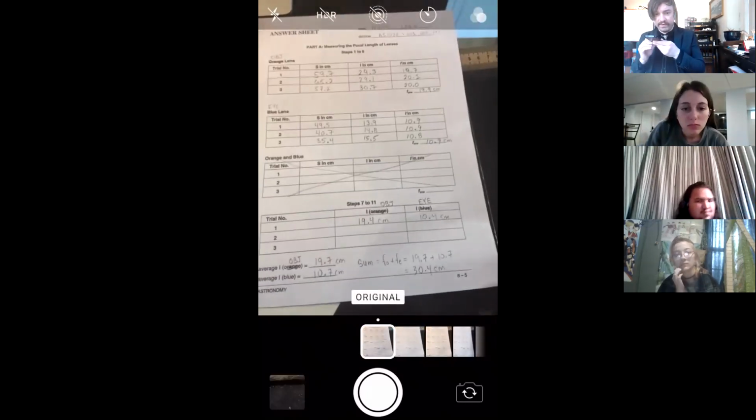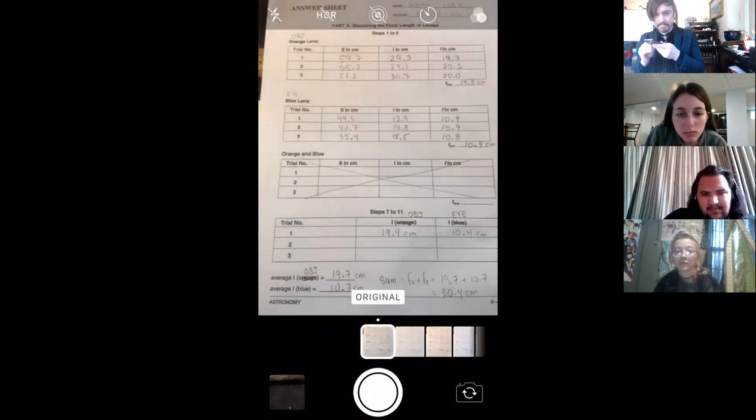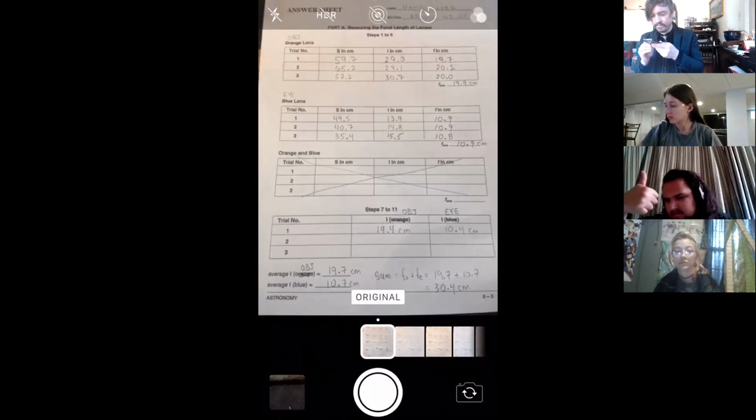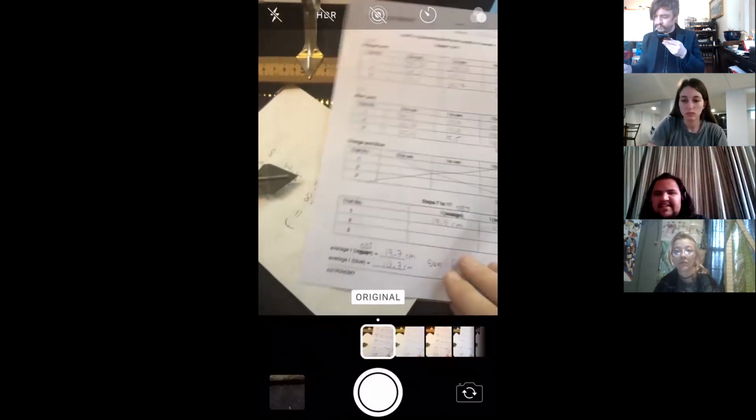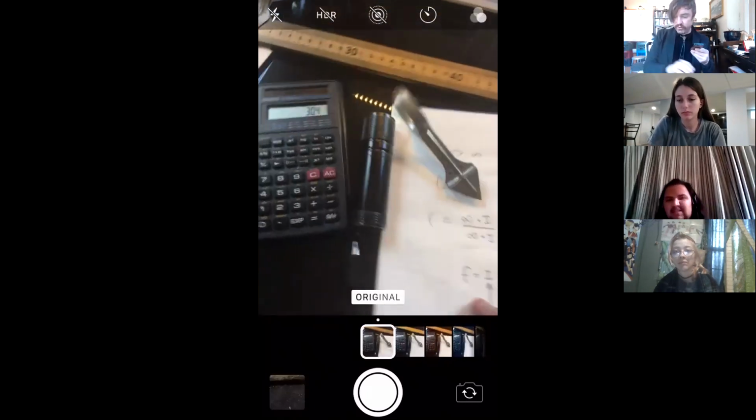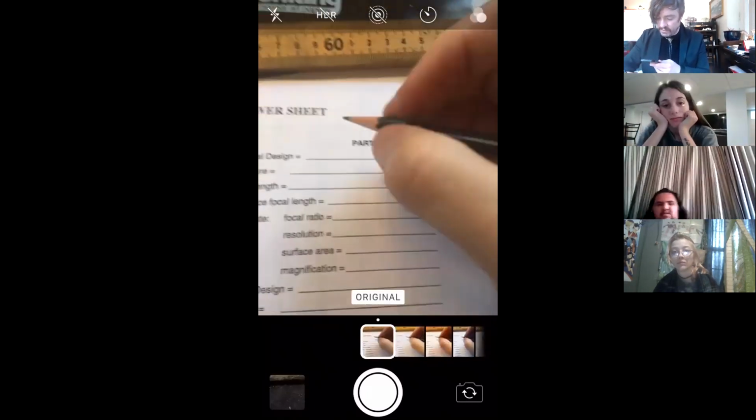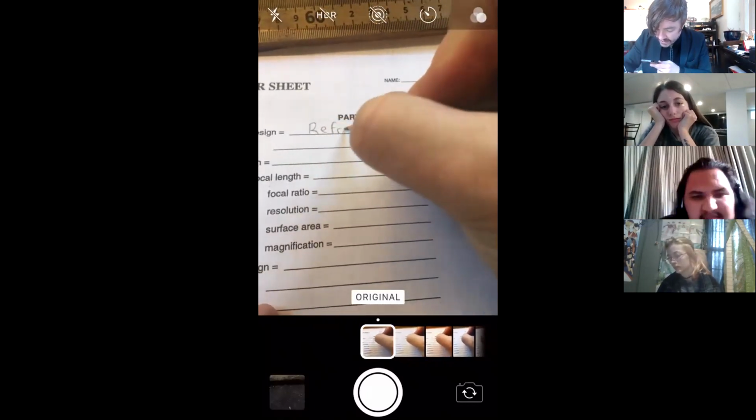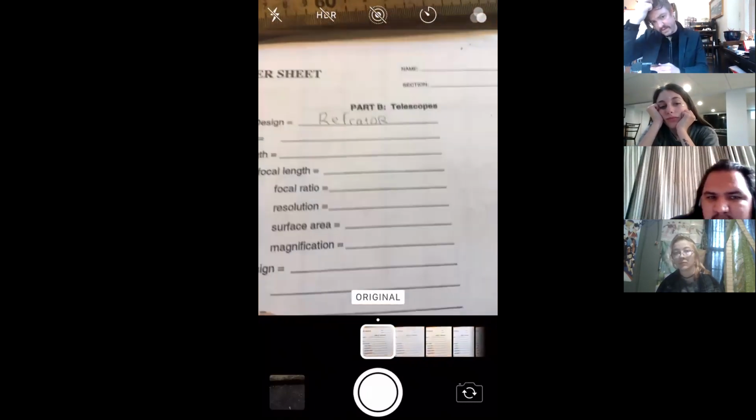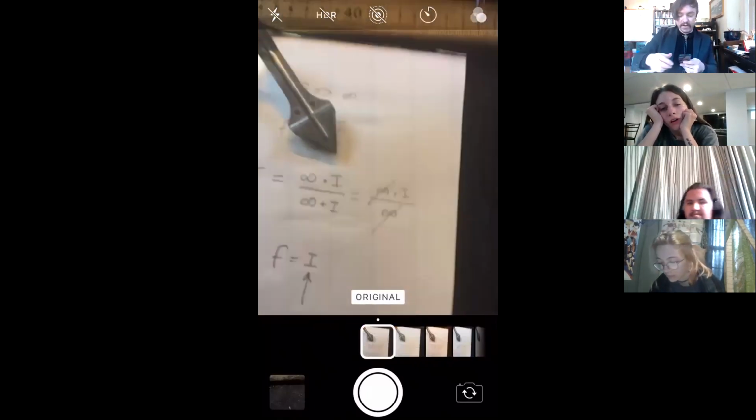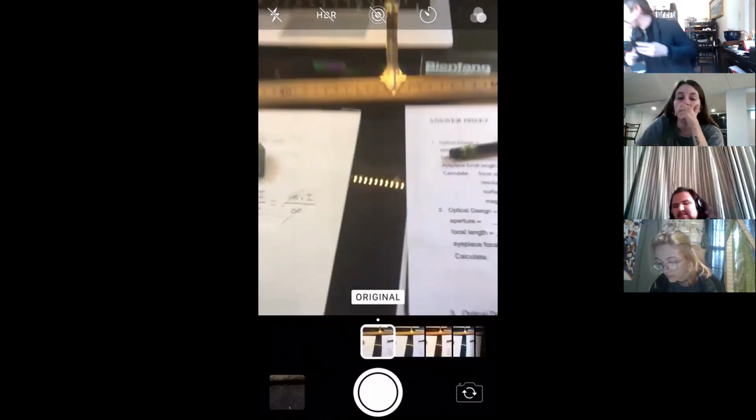Have you got all that stuff? By the way, I want to just show you one thing here. The optical design is called a refractor, okay? Now the aperture is the diameter of your objective lens.